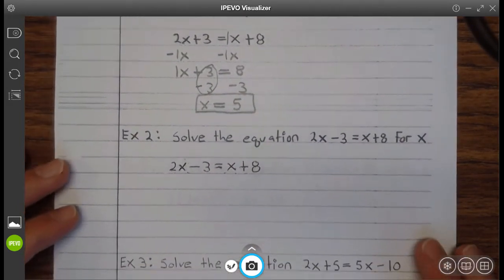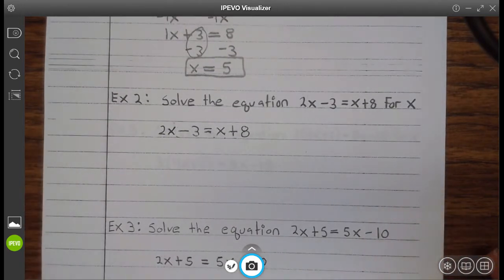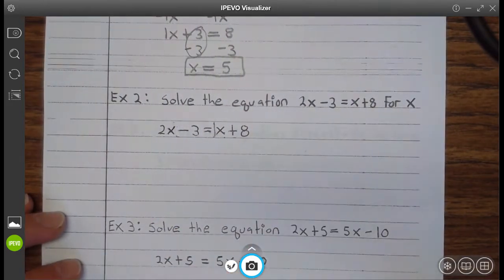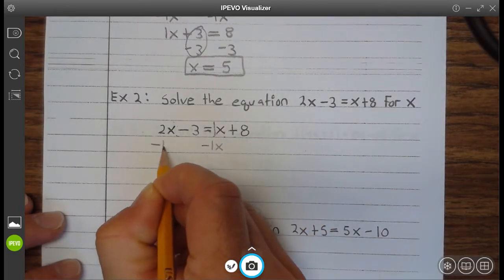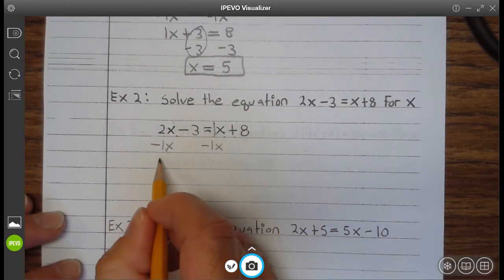Okay, let's take a look at example 2. Solve the equation 2x minus 3 equals x plus 8 for x. Okay, the first thing we're going to do is put a 1 in front of the x because that's 1x. And we're going to then subtract 1x from both sides. 2x minus 1x is 1x.